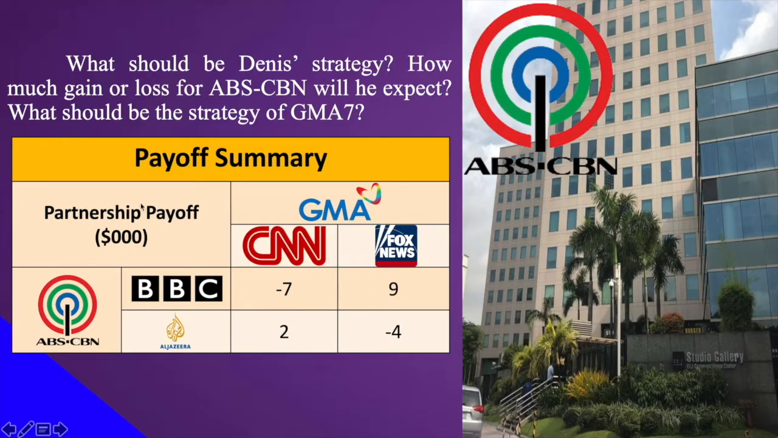All these numbers are in $1,000, no? And all these numbers are in perspective of ABS-CBN, not GMA. So meaning to say, if ABS-CBN partners with BBC, then GMA7 partners with CNN, in that scenario, ABS-CBN will have a losing amount of $7,000, and ang magigain dyan is si GMA7, na positive sa kanya lahat ng numbers na to. Babalik na rin yung sign, magiging positive yan kay GMA. No, kapag ganun, panalo si GMA for that game.